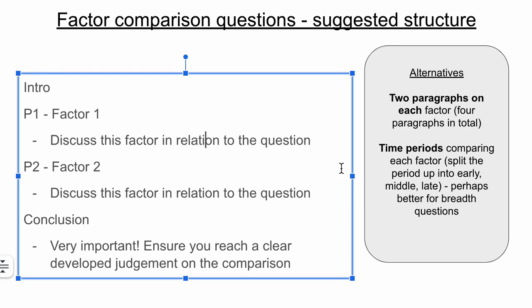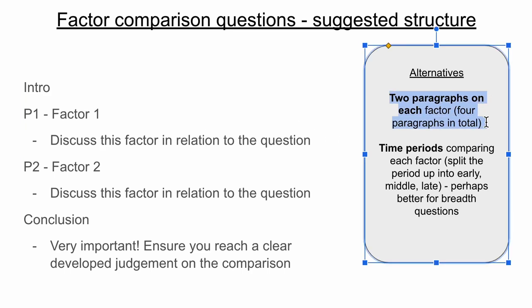But your conclusion becomes very, very important in this essay, because you're really using your conclusion to weigh them up. So it's not just a simple answer with a justification. You really do have to spend a lot of time weighing up which factor is most important and why. Obviously, you could weave that into the paragraphs as well. As I say, some alternatives, you could do 2 paragraphs on each factor.